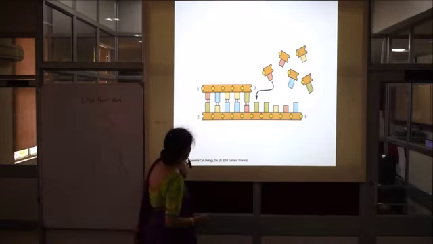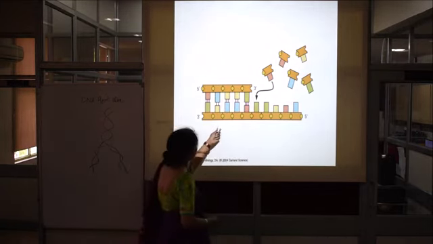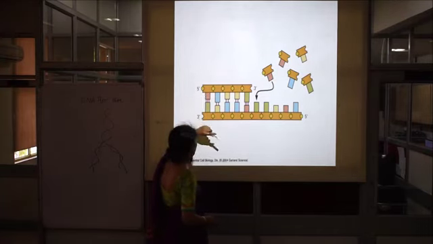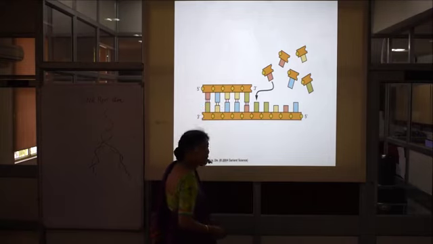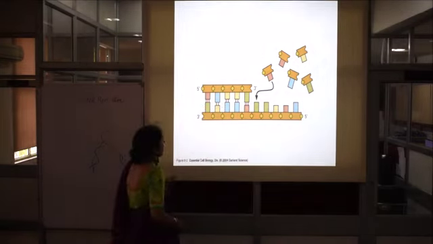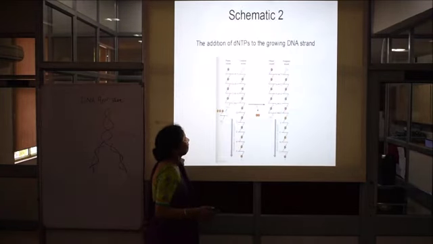Now, this is a pictorial cartoon which shows the bases. These are guanine and cytosine, which are joined together by 3 hydrogen bonds. These are adenine and thymine, which are joined together by 2 hydrogen bonds, and these are the 2 parent strands, which are in opposite directions.